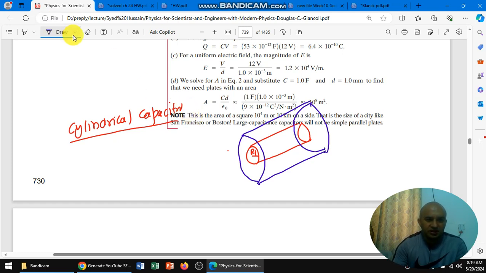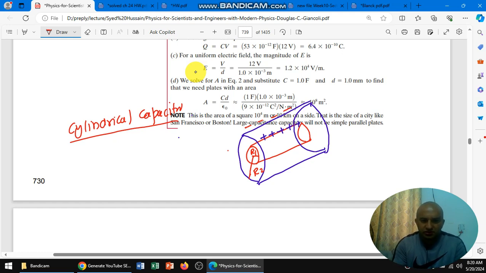So in this case, positive charge is spread on the inner cylinder and negative charge is stored on the outer cylinder. Okay, one more thing. The outer cylinder has radius R2, the inner cylinder has radius R1. There is a gap between the two cylinders, so they act as a capacitor.